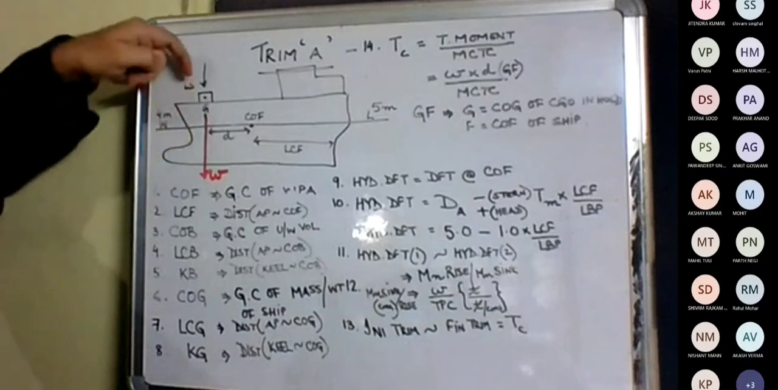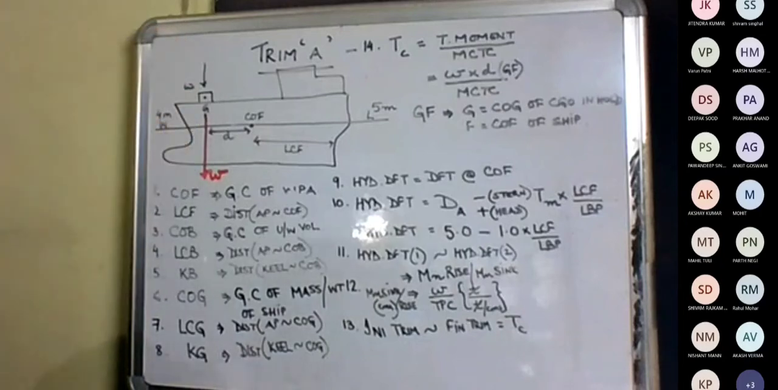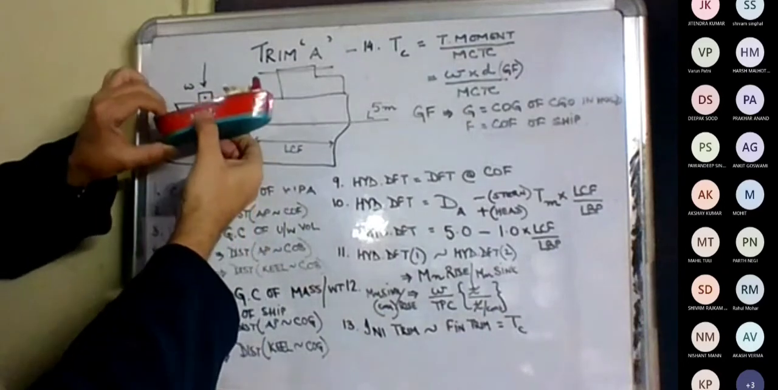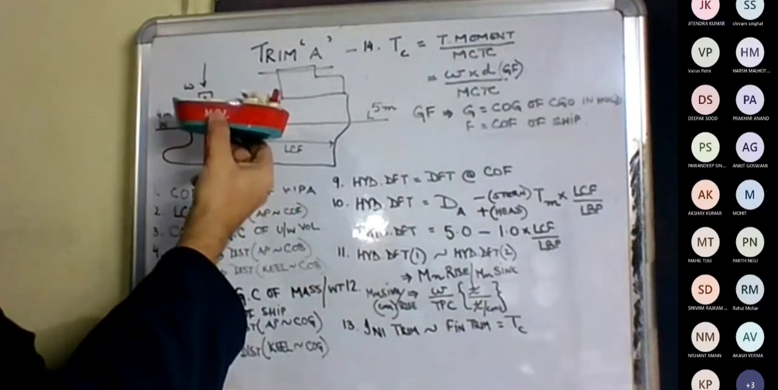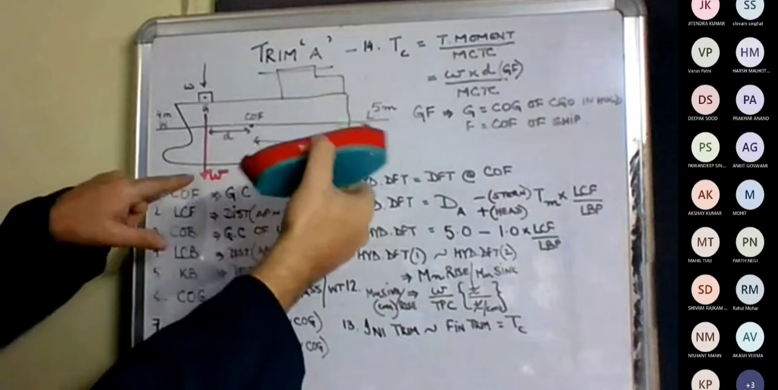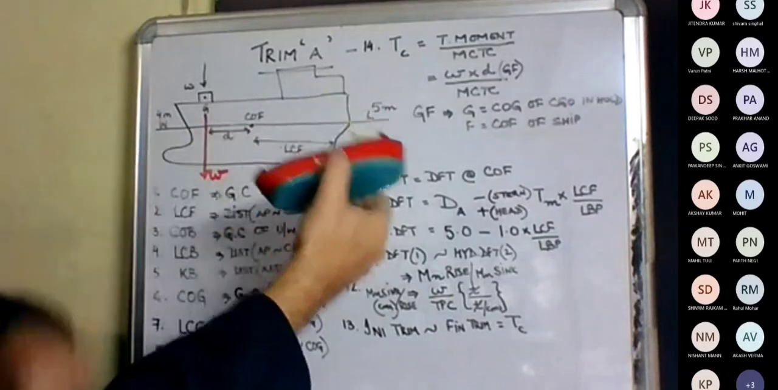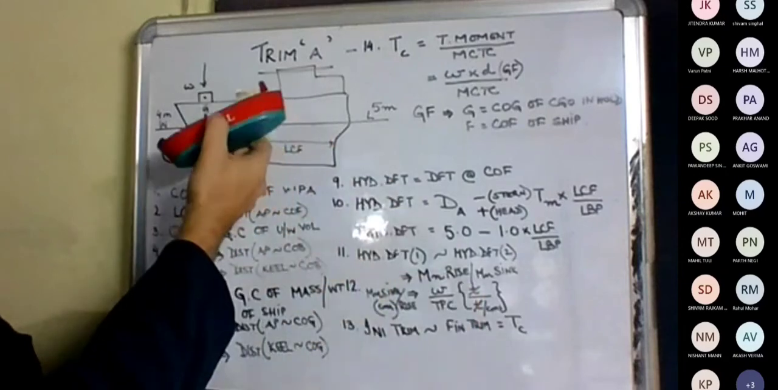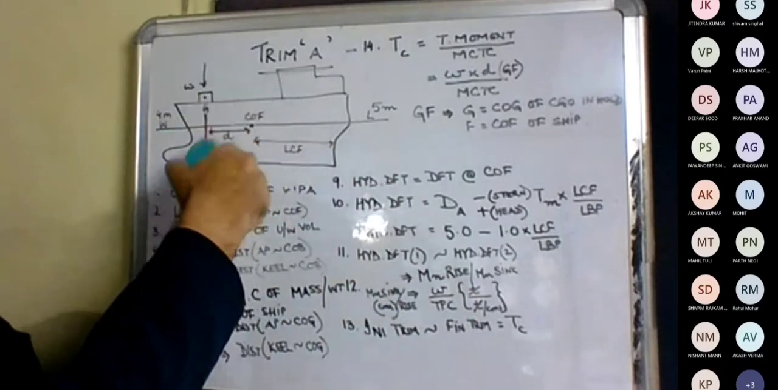W is the weight which is acting downward like this. Is that understood? Yes, sir. This W is acting through a lever of GF. Is that understood? Yes, sir. So the trimming moment is W into GF.